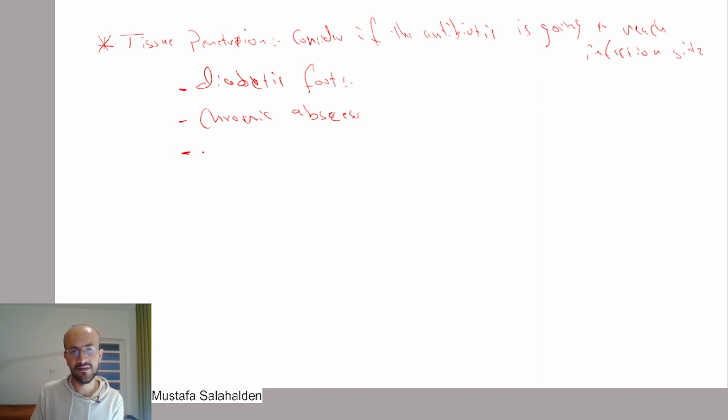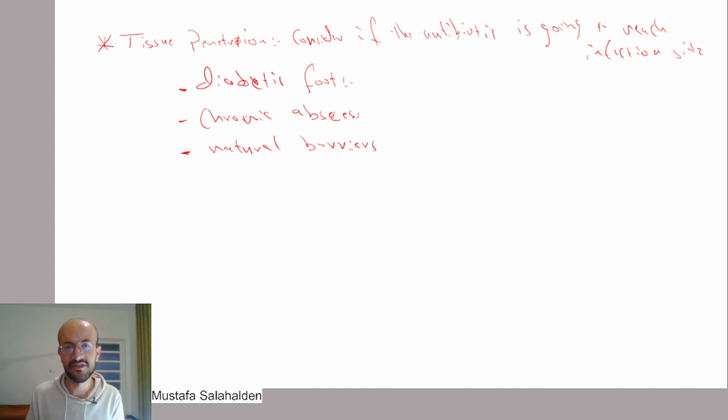Also, another example is the natural barriers. So natural barriers like the blood-brain barrier, blood-eye barrier, blood-prostate barrier, and some more. In treating infection in these sites, it's better to give the antibiotic directly into the infection site, like giving the antibiotic intrathecally into the spinal cord, so it reaches the cerebrospinal fluid.